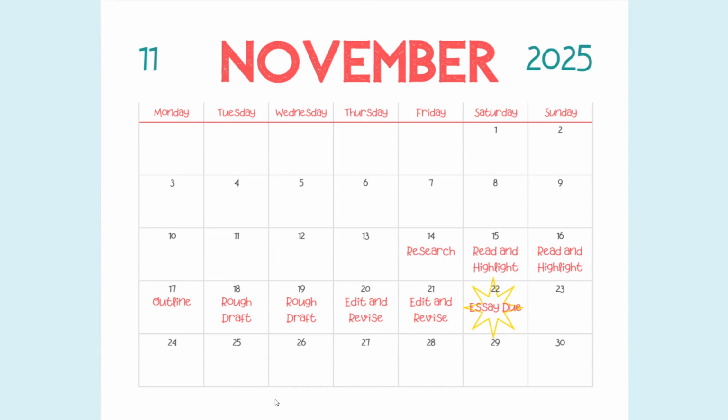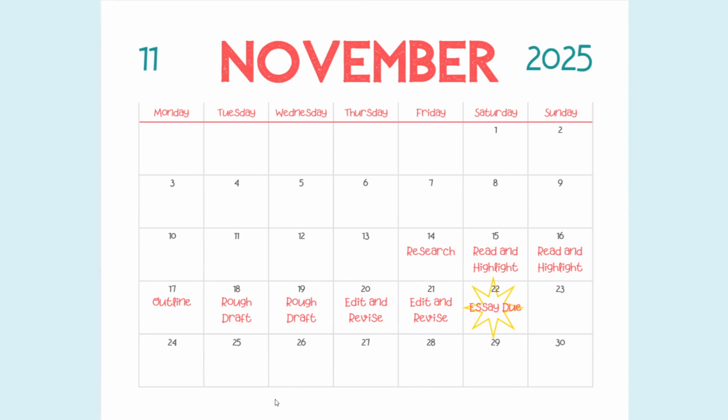Add your tasks to your planner. Now that you've worked backward and figured out your timing, put it somewhere you'll actually see it. Add it to your planner, Google Calendar, phone reminders, whatever tool you'll actually use. This is what turns a plan into action.